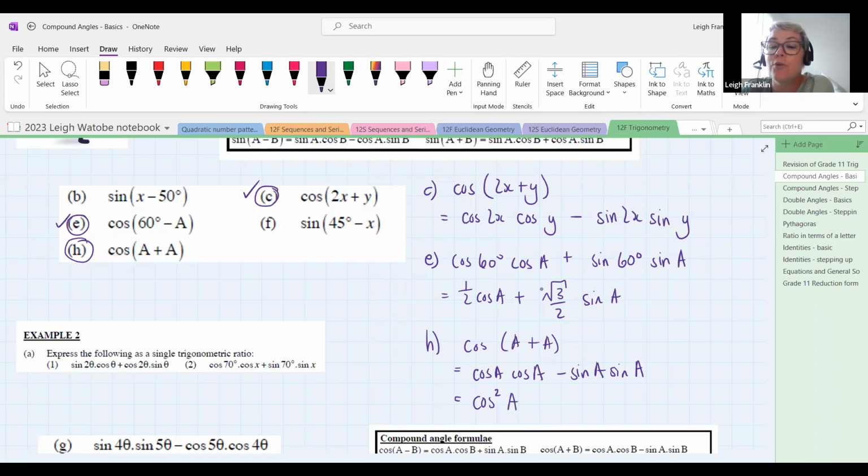Okay, ma'am, I was going there. You are too fast, sorry. Cos A times cos A is cos squared A. And then, okay, do the second term. Minus sine squared A. That's it. Beautiful. Well done. Perfect. Okay, very nice. Excellent. Well done. Okay, any questions so far, guys?